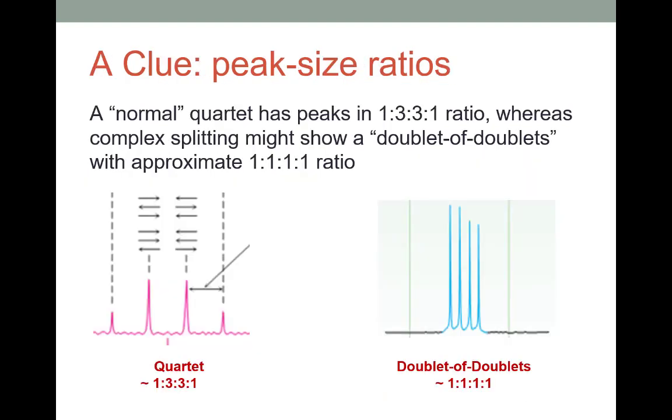And so here's a picture of those 2 ideas. The quartet, remember, is based on statistics. So there's one way to get this arrangement, one way to get that arrangement, and 3 different ways, cut off here, but 3 different ways to get this arrangement. Whereas the doublet of doublets is essentially equal probability of going into one of 2 groups here, and then equal probability of splitting again. So pay attention to the ratios.